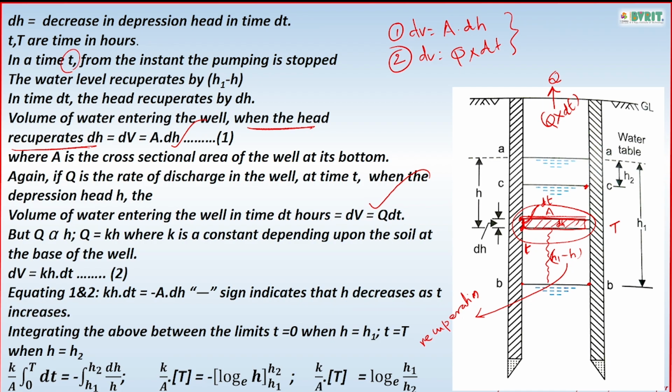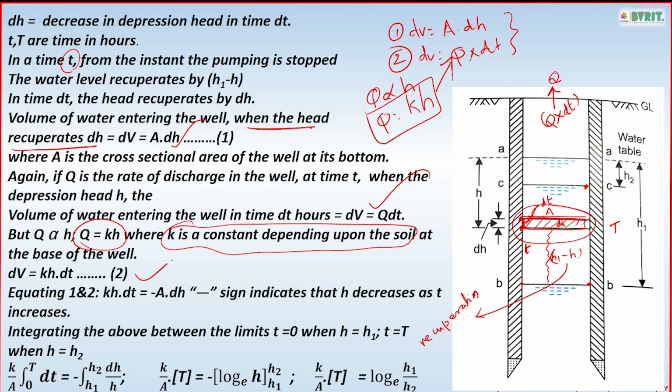Before going further, we know that Q is equal to, right? Already we have done this previously. Q is proportional to H. Q is equal to some K into H, where K is a constant depending on the soil. So dV is equal to, instead of Q, if you put this, K H into dt. So now there are two things: one is K H into dt, one is A dH.